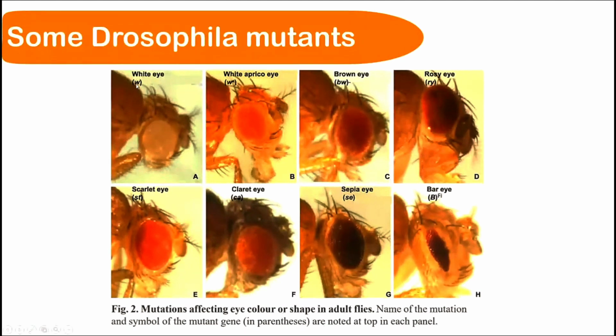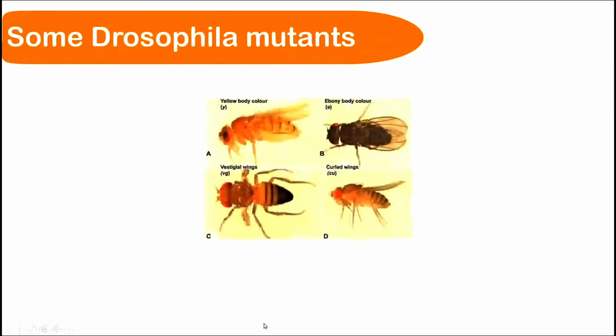And in brackets, what you see is WA, W, BW minus, RY, ST, CA, SE, BFI. All these are actually the genes which got mutated. The symbols of the genes are also there. Then there are some mutants where the body color changes. So here is one mutant where the body color is yellow. So you call this the yellow body mutant.